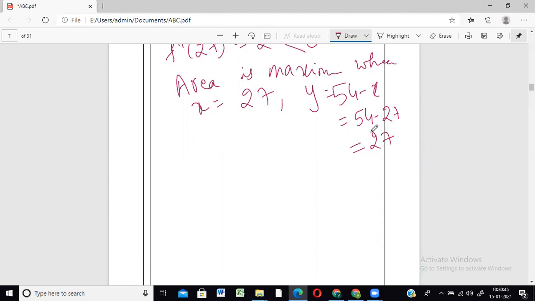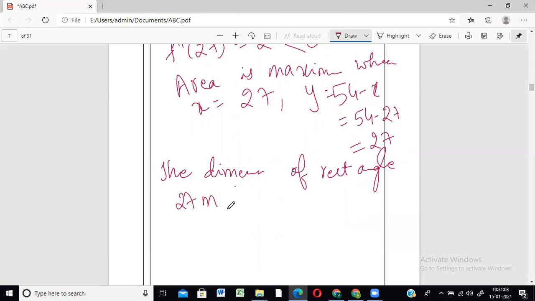So what is that 27, 27? Length is 27 and breadth is 27, right? What did they tell you to find? The dimensions of the rectangle. Since it was 108 meters, the rod of length 108 meters was bent, this will also be 27 meters and 27 meters. 27 meters in length and 27 meters in breadth.